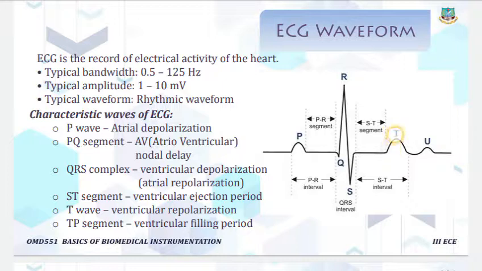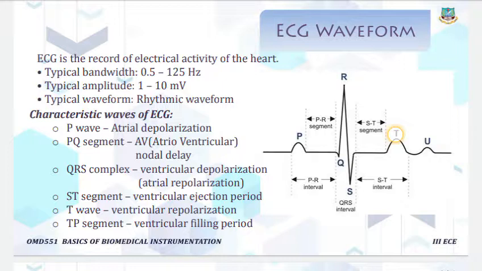Next, the QRS complex. The QRS complex is the ventricular depolarization. First, the atrial P wave is the atrial depolarization. Then QRS is the ventricular depolarization or atrial repolarization. First, the atrium is depolarized. Then, when the QRS part is depolarized, the atrial part goes to the repolarization state.